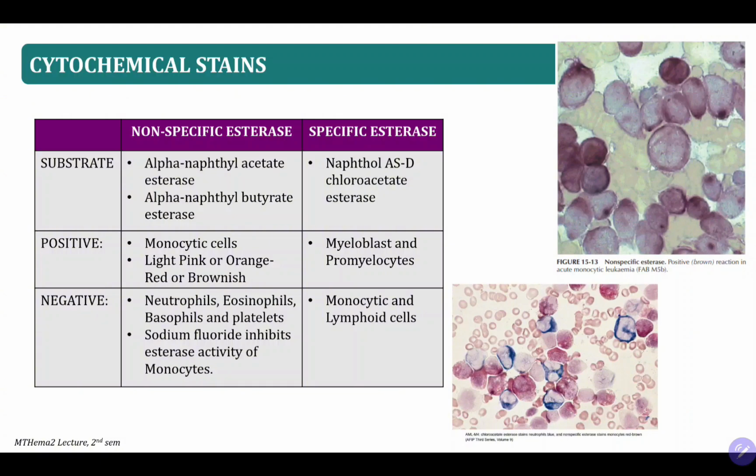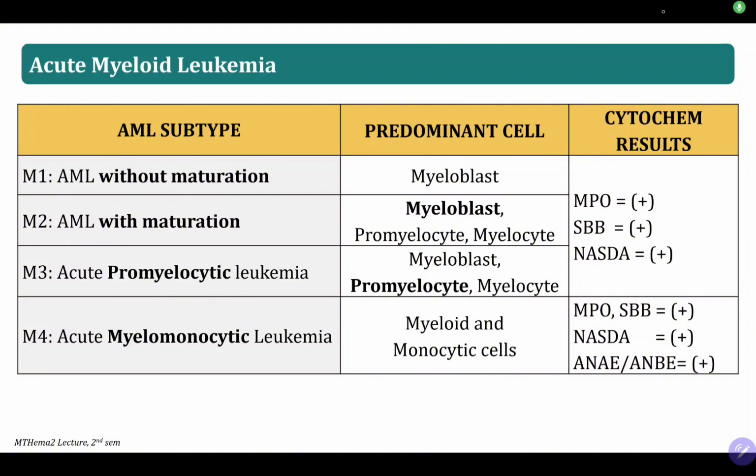And then lastly, one of the cytochemical stains that we also use in differentiating your AML is your non-specific esterase and your specific esterases. Just a recall, remember the substrates that are used for non-specific and specific esterase, the positive and the negative reactions associated with the use of this cytochemical stain. Now, these are the different subtypes according to your FAB classification of your acute myeloid leukemia. So, I made a summary on the predominant cells that are affected in each of the subtypes and the cytochemical results associated with them. Kindly please remember them, guys, ha?